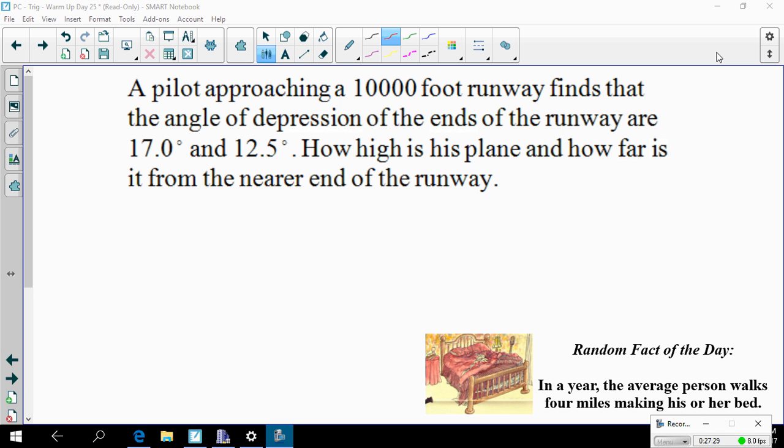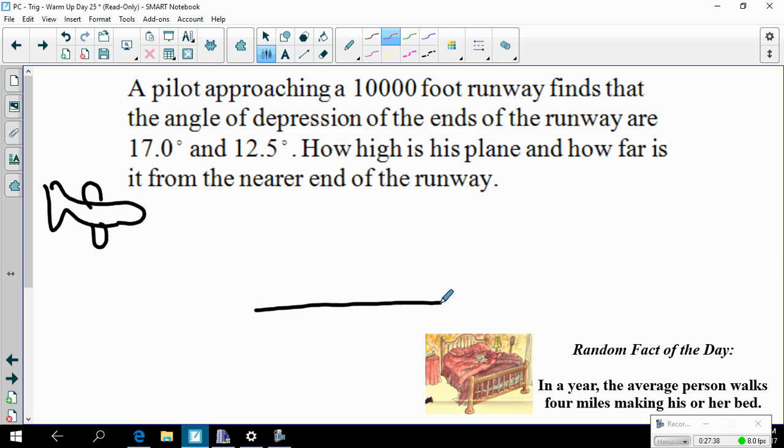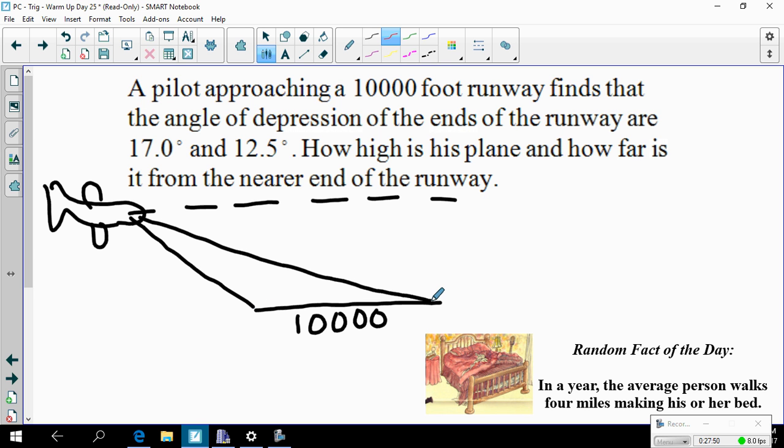So you've got some plane up here. And they're approaching a runway. And the runway is 10,000 feet long. Angle of depression is when you're looking straight out and then down. And he's got two views at the ends of the runway. So the angle of depression, this one would be the smaller angle, 12.5. This one would be the bigger one, which is 17.0. We want to know how high his plane is. And we also want to know how far to the near end of the runway. So that'd be this distance there. So it's a double triangle problem.